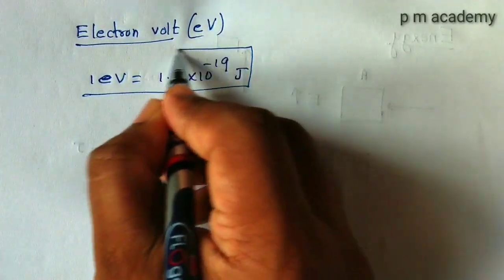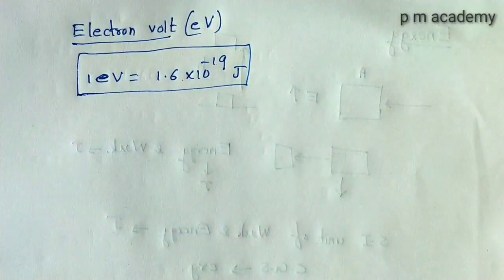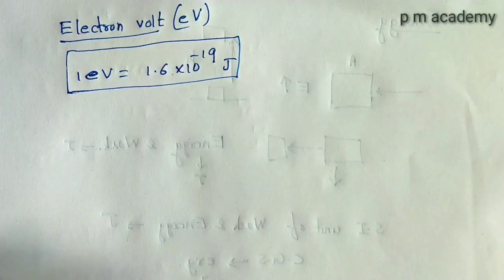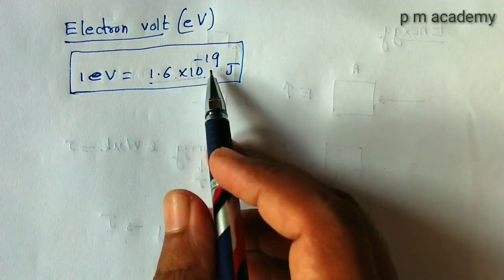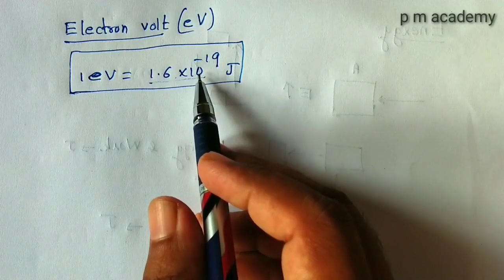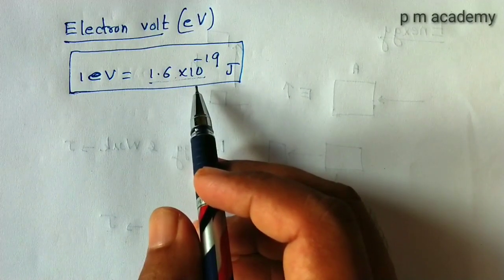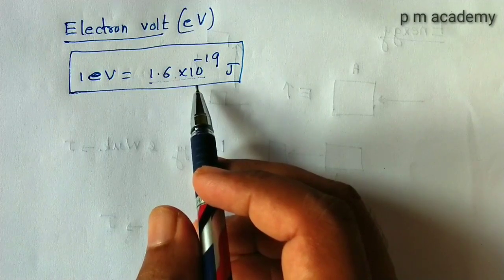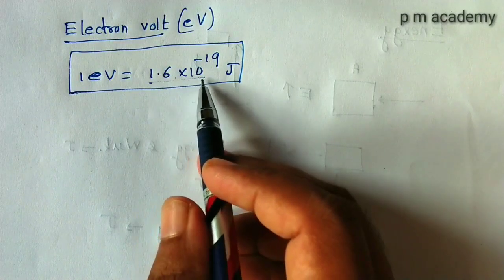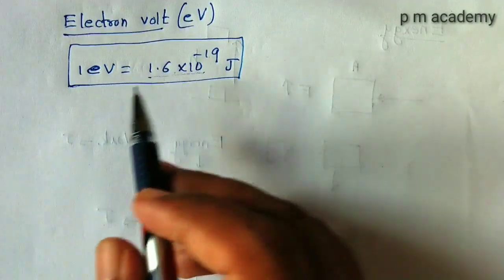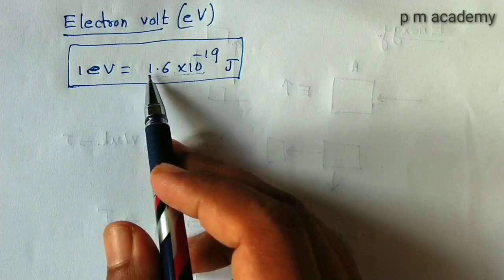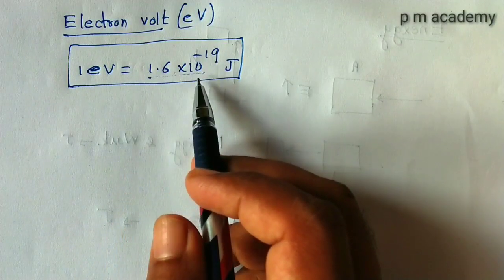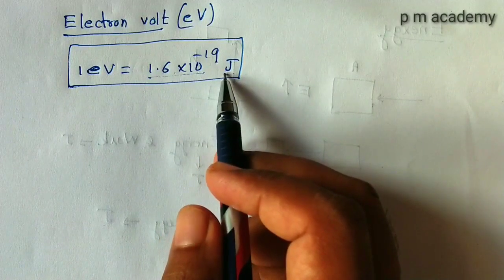Remember this value. 1 electron volt is equal to 1.6 into 10 raised to minus 19 joule. I think you are familiar with this number because 1.6 into 10 raised to minus 19 coulomb, not joule, is the charge of an electron. But 1 electron volt is an energy. Electron volt is a unit of energy. Therefore, its value is 1.6 into 10 raised to minus 19, not coulomb. In the case of electron volt, it is joule. Don't write it as coulomb.